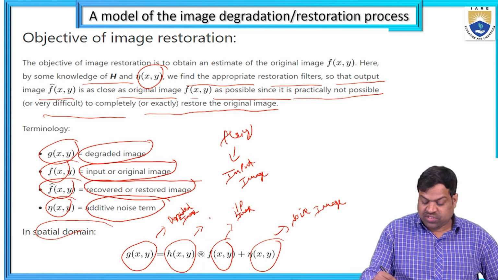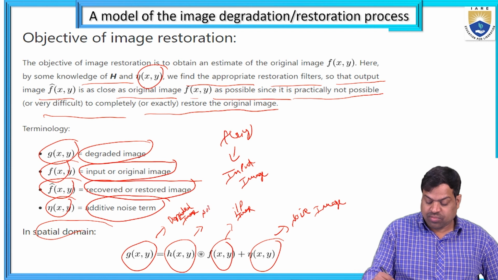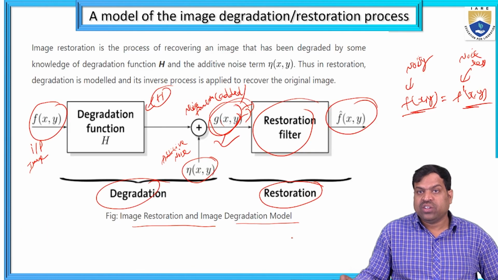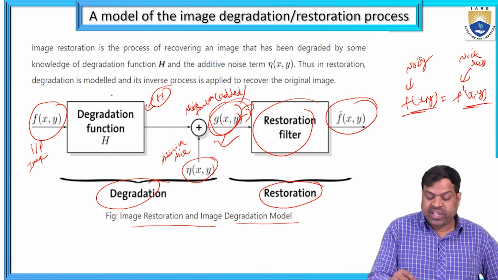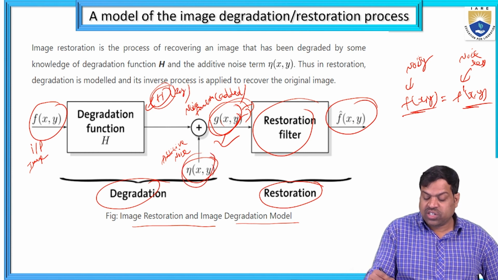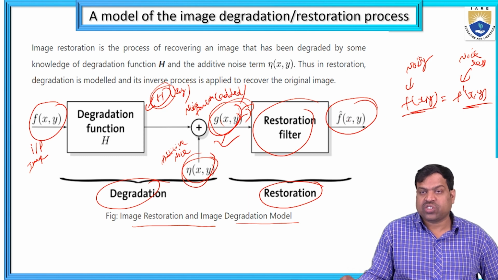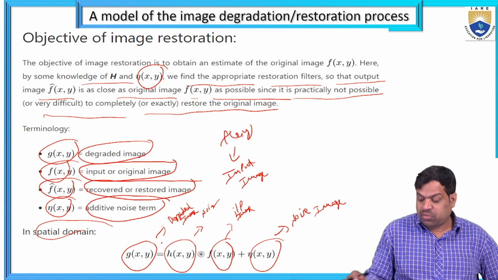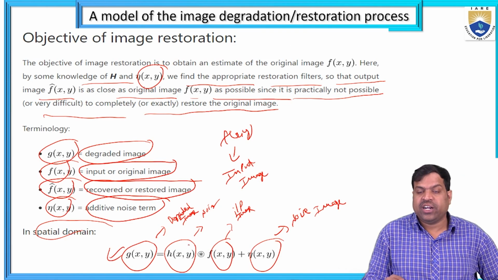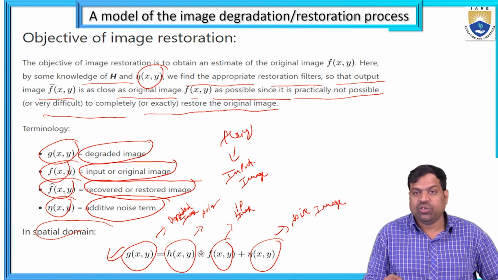The degraded image g of x, y is noisy. You can see here the input image f of x, y, the degradation function h of x, y, and the noise function, which together give g of x, y. The restored function is f dash of x, y. Here g of x, y means the output function, the degraded function. g of x, y equals h of x, y, the degradation, applied to f of x, y, the input image, plus the noise function nu of x, y.